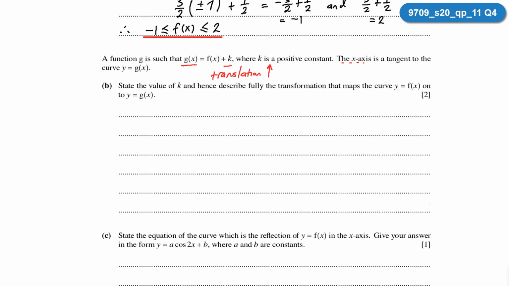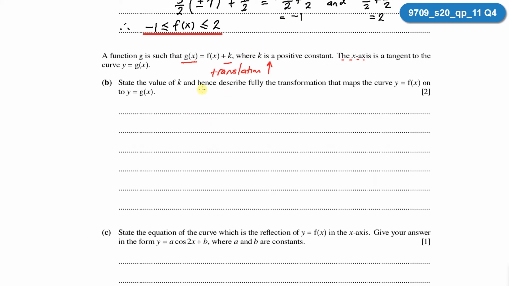So to answer the question, state the value of k. So k is 1. And it says, and hence describe fully the transformation that maps the curve y is equal to f of x onto y is equal to g of x. So we're saying it's a translation by 1 unit in the positive y-axis. So that's the transformation.